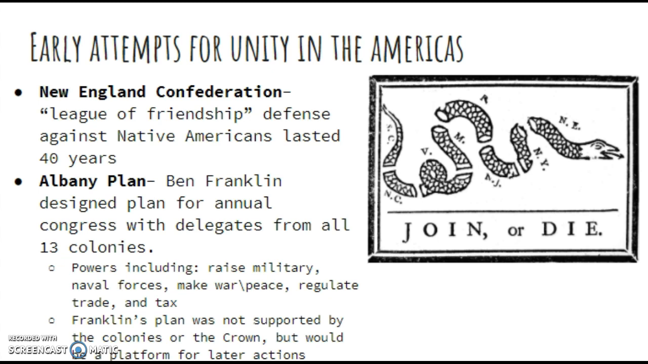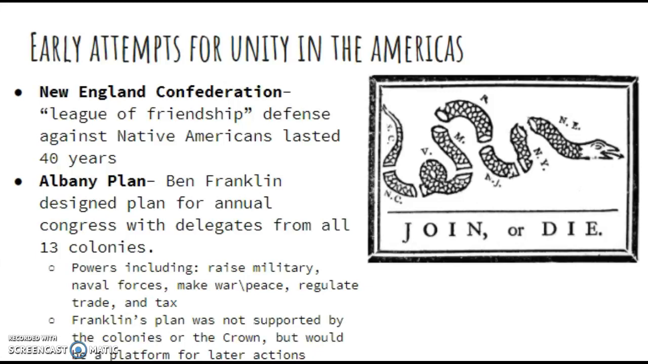So some of the early attempts for unity in the Americas, first and foremost, was with the New England Confederation. Confederation just meaning a joining of several groups for a common purpose, and in this case it was the colonies. This was also known as the League of Friendship, and it was formed in order to defend against Native Americans. It lasted about 40 years, ended up dissolving and losing importance in 1684.